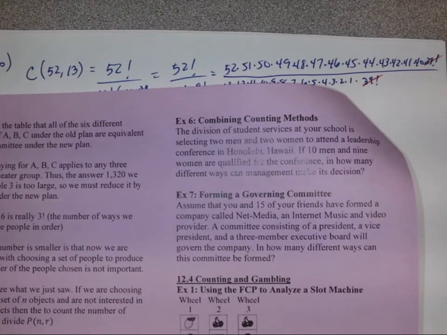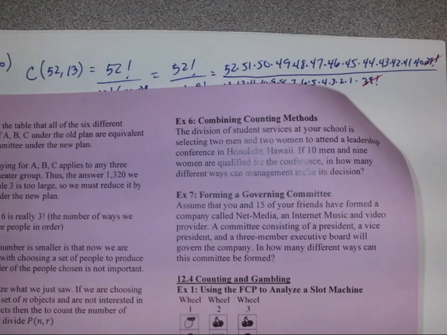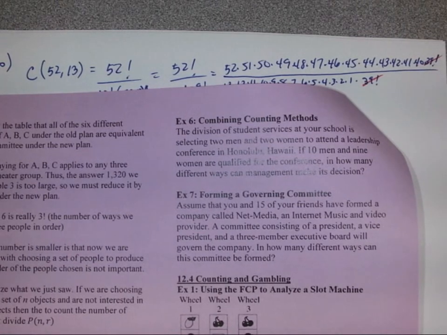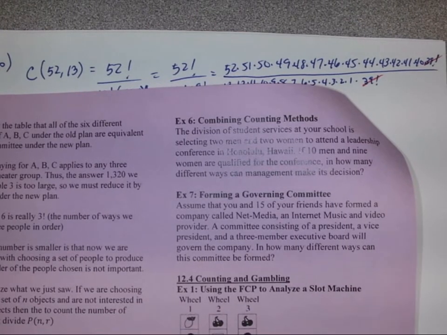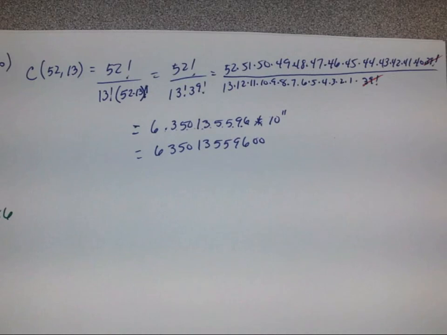So for example 6, the Division of Student Services at your school is selecting 2 men and 2 women to attend a leadership conference in Honolulu, Hawaii. If 10 men and 9 women are qualified for the conference, in how many different ways can management make its decision? All righty.